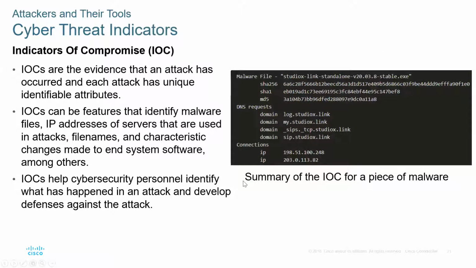So what are some cyber threat indicators? These are typically what they refer to as the indicators of compromise, or the IOCs. These IOCs are the evidence that an attack has occurred and that each attack has unique identifiable attributes. For example, these features can be identifying malware files, IP addresses of servers that are used in the attacks, file names, characteristic changes that are made to the end system software, and many, many more. They help cybersecurity professionals and personnel identify what happened during the attack and develop defenses against that.